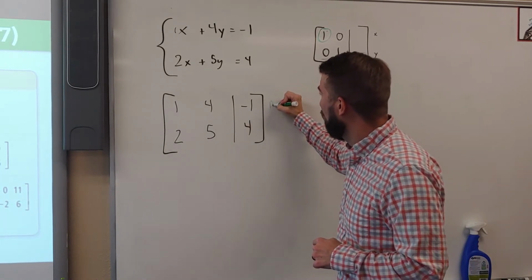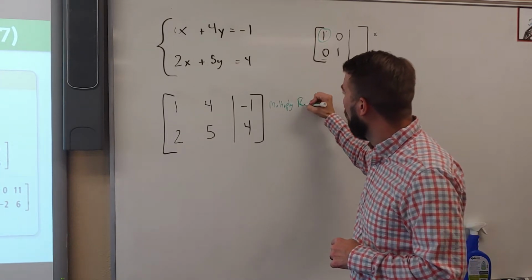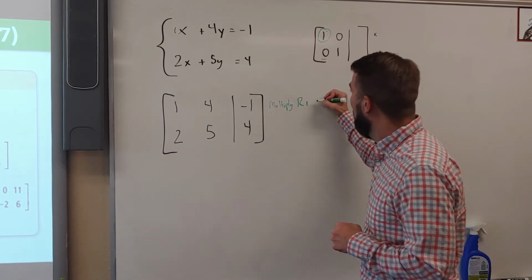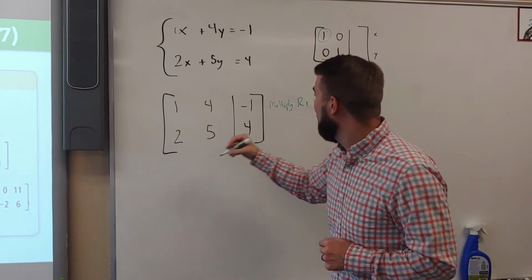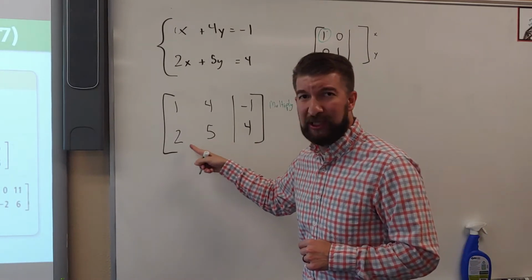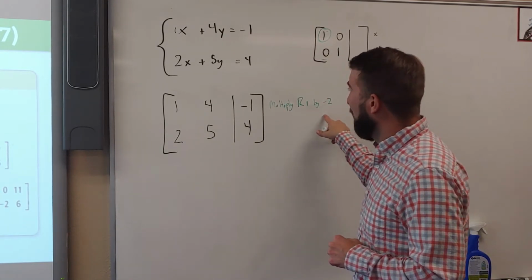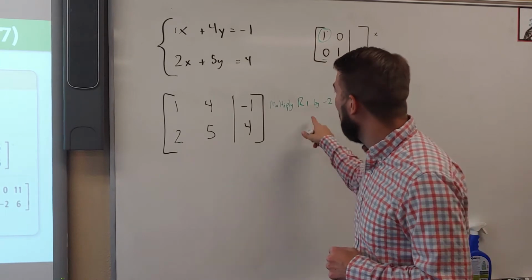The first thing I'm going to want to do is multiply this first row. So I'm going to write my instructions on what I'm going to do. I'm going to multiply R1, stands for row 1, by -2. Because what I'm aiming for is to switch this to a 0. So I'm going to multiply row 1 by -2. I'm going to go ahead and do that right now.